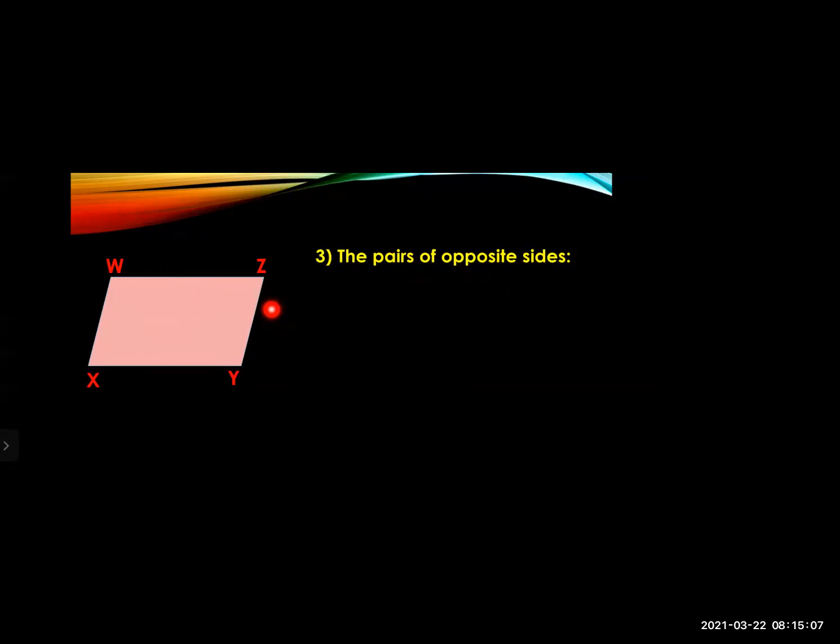The pairs of opposite sides are your segment XY and segment ZW. So these are the opposite sides. Opposite sides will not have a common vertex. Then segment YZ and segment XW are the opposite sides of this quadrilateral.